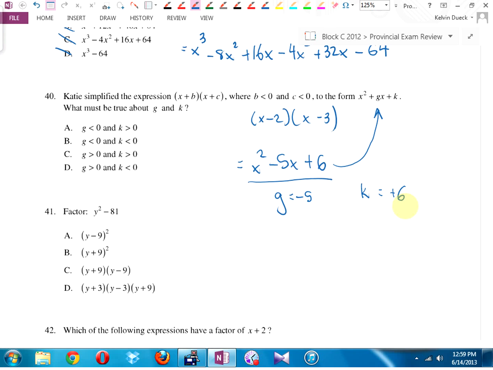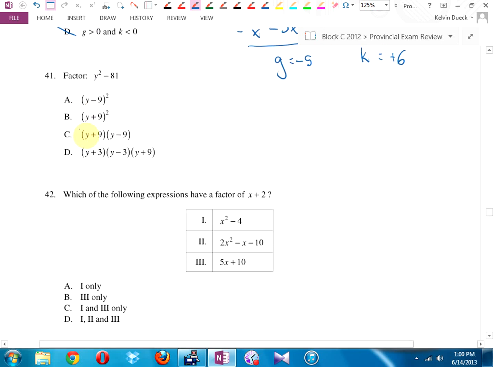And the question asks, what must be true about G and K? Well, what do you notice about the number sitting where the G is? It's negative, which means C and D are wrong, because C and D are saying that G was greater than 0. What do you notice about the number we got where K is? Positive. Will that always be the case? If you FOIL a binomial with two negative numbers in it, will you always get a negative in the middle and a positive at the end? I think so, because the positive at the end comes from a negative times a negative, and the negative in the middle comes from a negative plus a negative. Yeah, I agree with that.